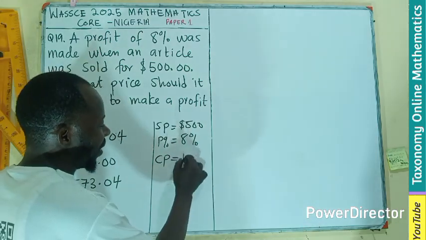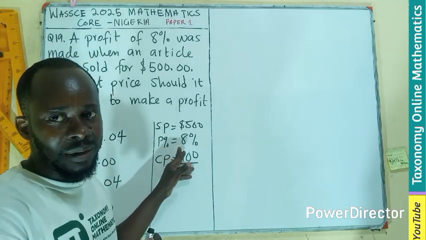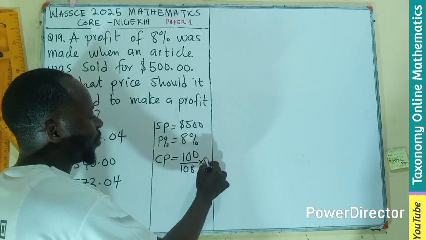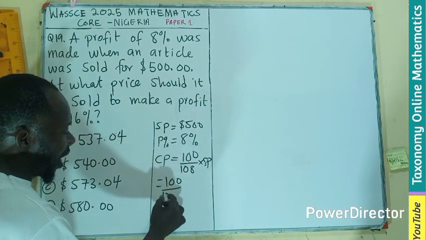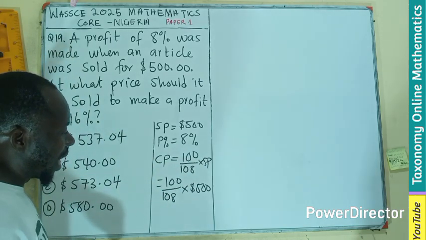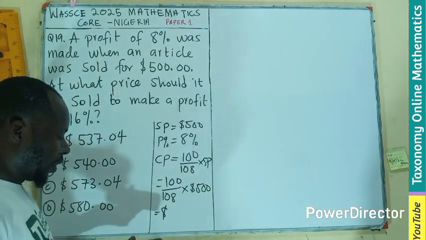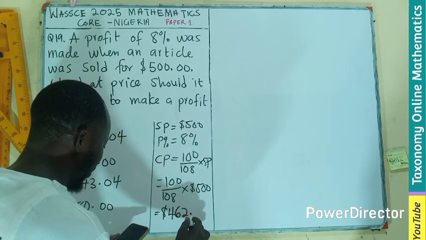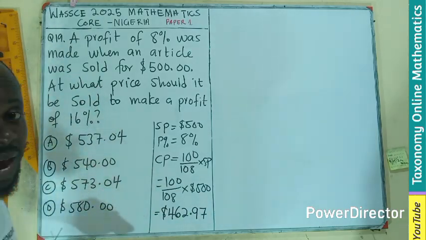100%. So I'll be having 100 divided by the increment in the percentage as the formula. And that is going to be 100 plus 8, times what? The selling price. That's the concept I'll be using. So this becomes 100 over 108 times 500 dollars. And if you do that on the calculator, this will be giving us 462.97 if I can approximate it in that way. So this is the cost price of the article.